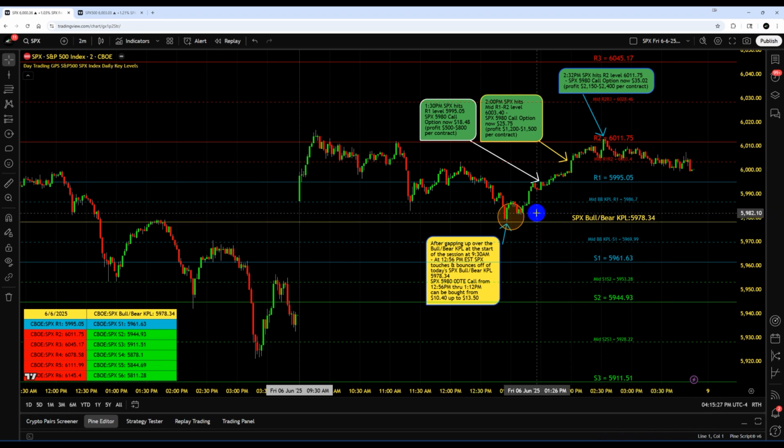So after entering here, you have a move up to R1. Generally, we would be looking for a move back up to R2, since that's where it did spend a lot of time earlier in the session. However, your first take profit level here would be the R1, and at the R1 level, the 5980 call option was $18.48 at 1:30 p.m. when it hits the R1 level right here.